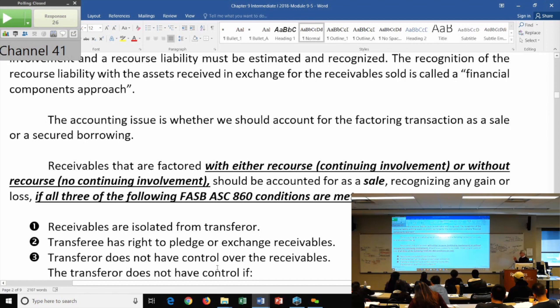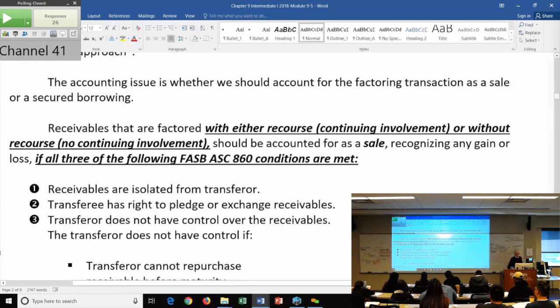The question is whether you should record this as a sale, or as a secured borrowing transaction. In order to record it as a sale, here's where you've got to understand. Here comes the memorization, in a sense. When there is recourse, we say that it is continuing involvement. So if you sell your receivables with recourse, you've got continuing involvement. If it is to be a sale, you have to meet all three conditions.